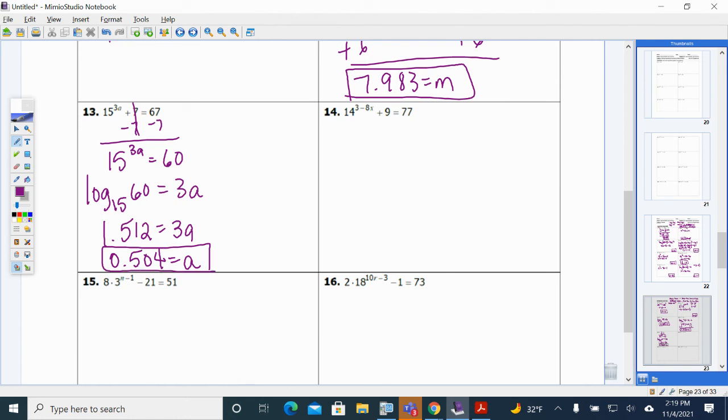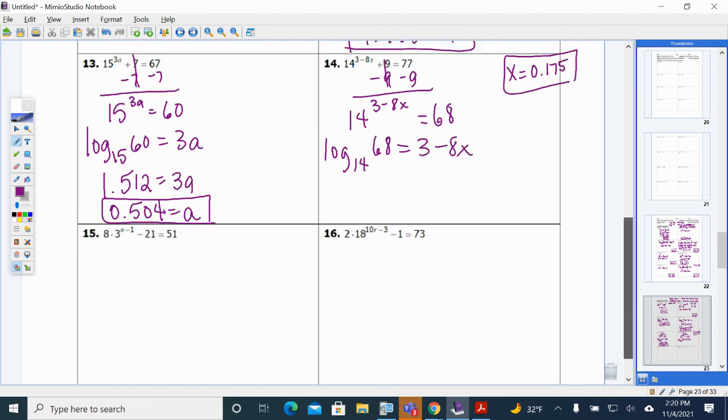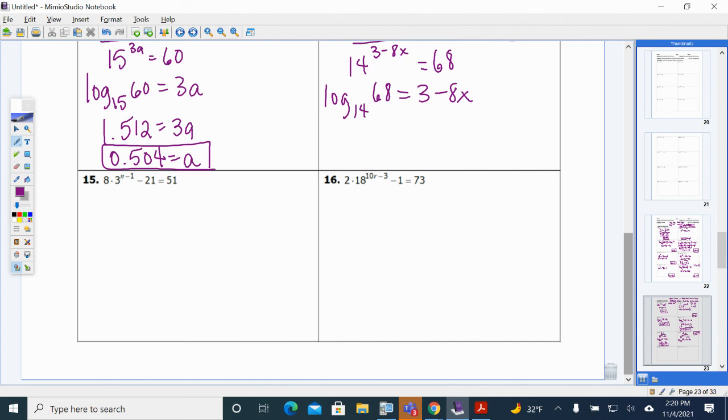Number 14. The first step is to minus the 9. So we get 14 to the 3 minus 8x equals 77 minus 9 is 68. And then rewrite in log form. Log base 14 of 68 equals 3 minus 8x. I'm going to let y'all solve this. At this point, you should be able to solve this on your own. Finish number 14 on your own, and I can tell you that your final answer will be x equals 0.175.